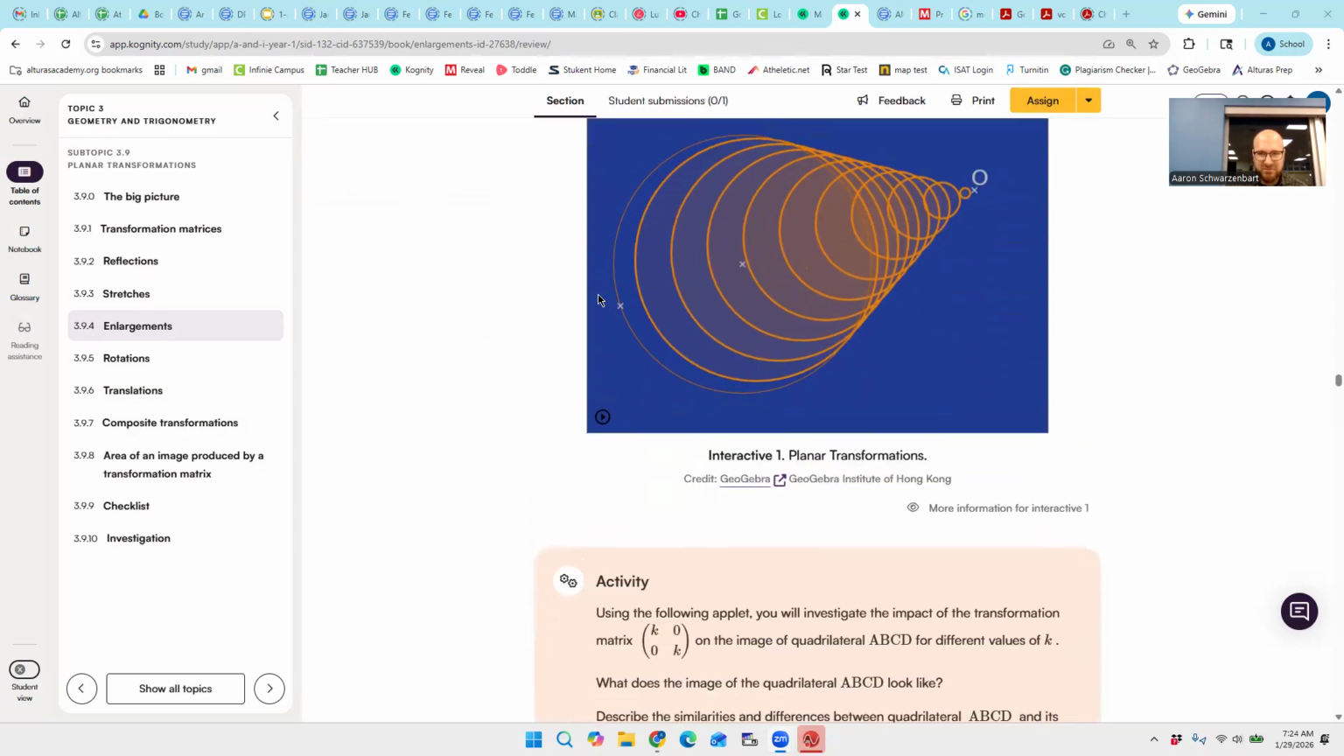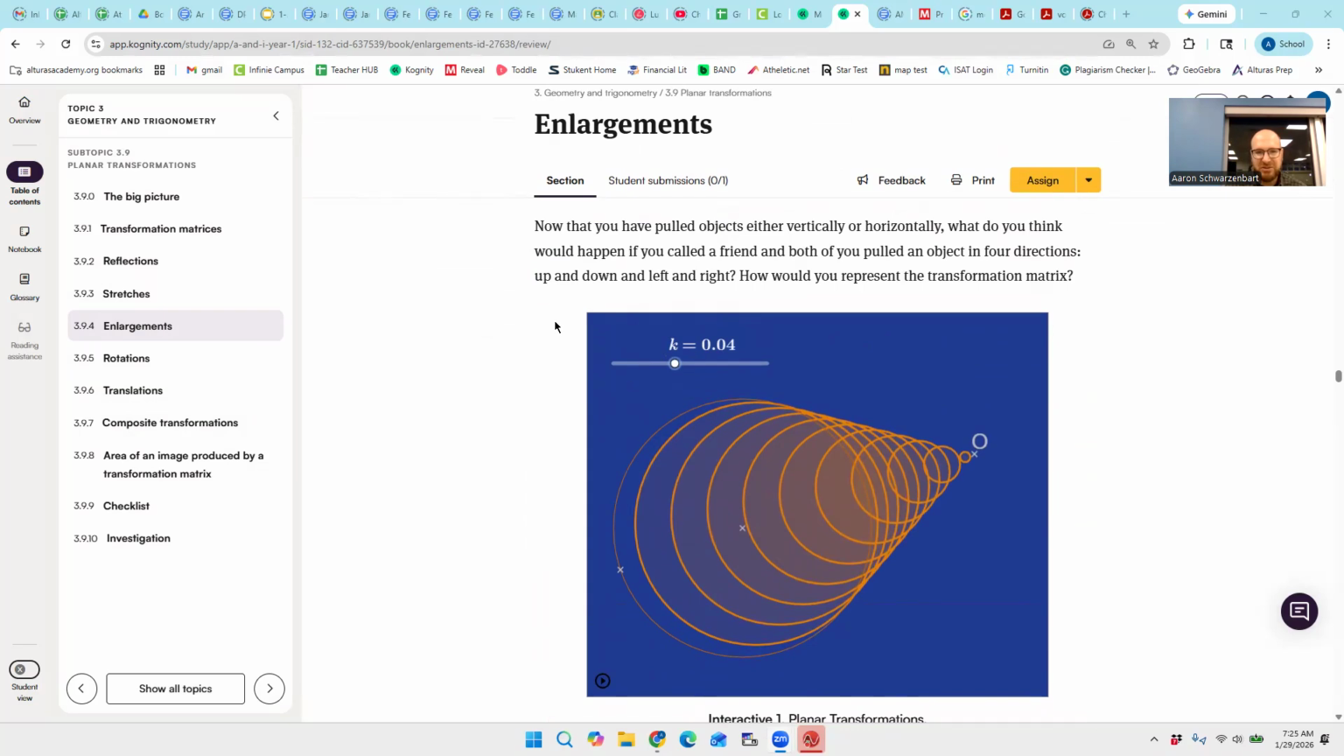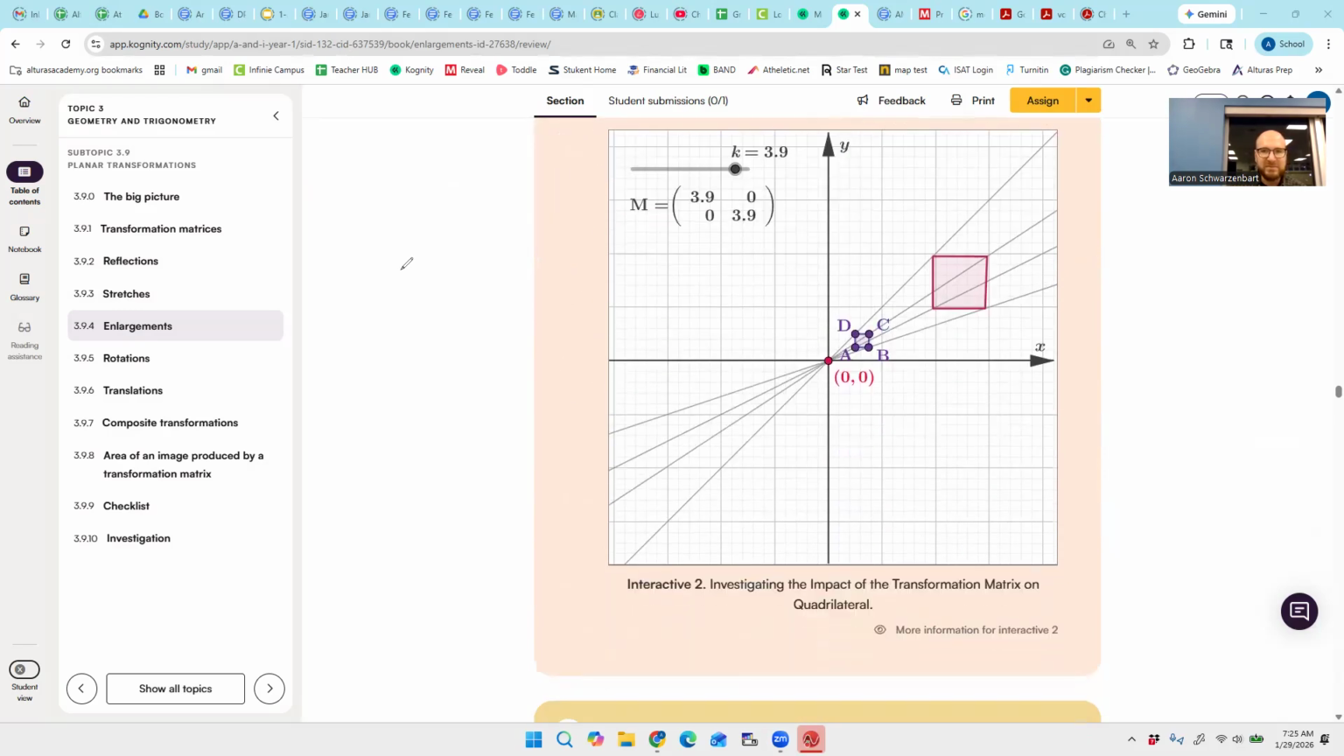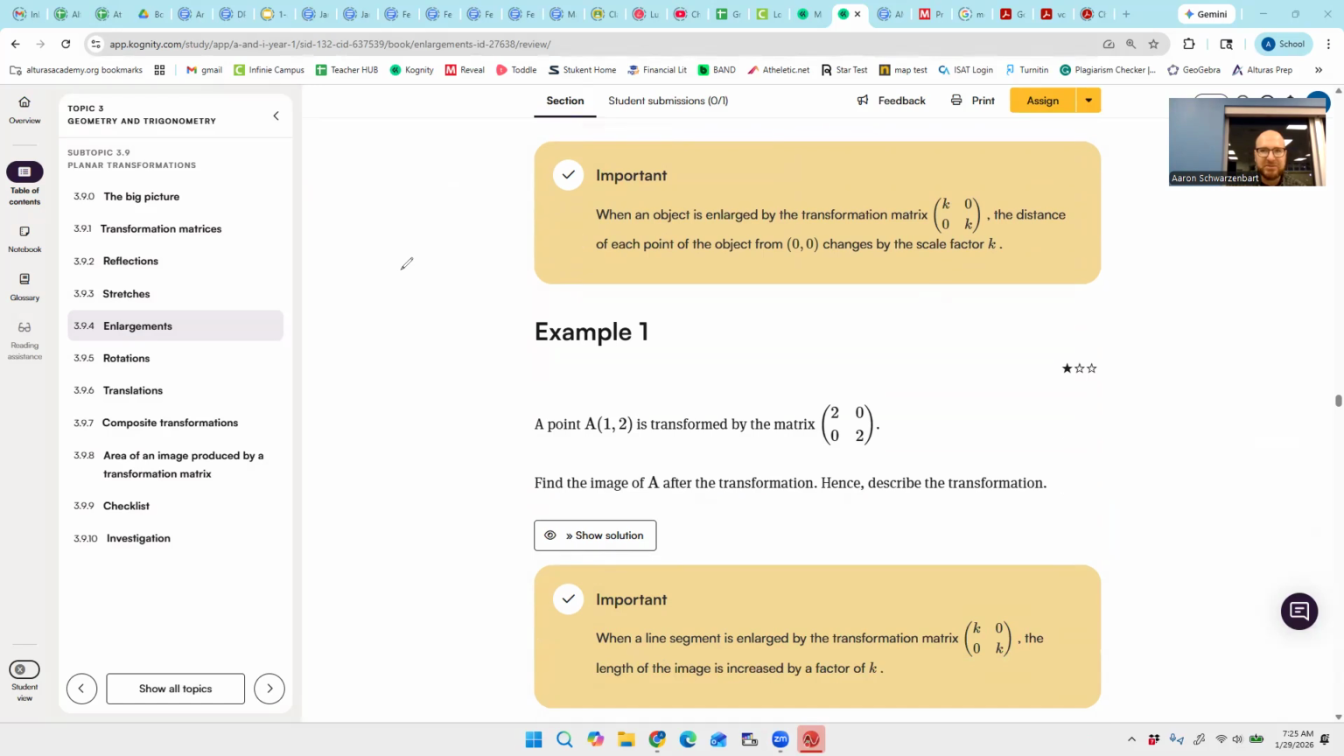So enlargements are a horizontal and vertical stretch. We get the matrix K 0 0 K, as opposed to K 0 0 1 or 1 0 0 K. So it's now in both places, and this will stretch it equally in both directions. It will have a scale factor of K. Again, this is in your formula packet.